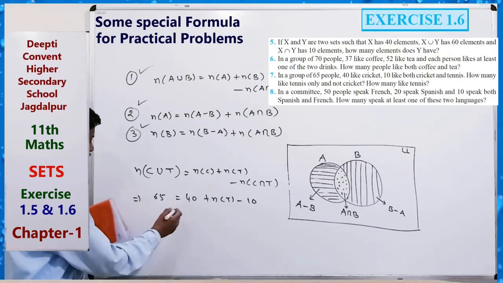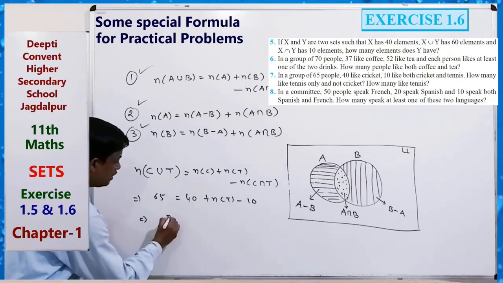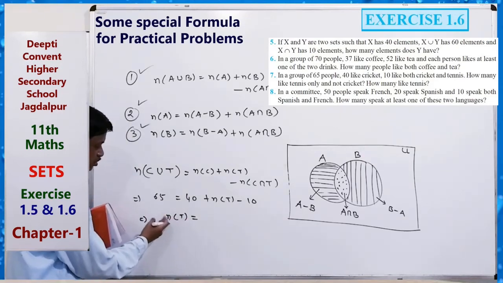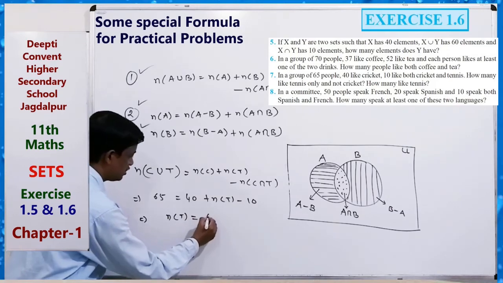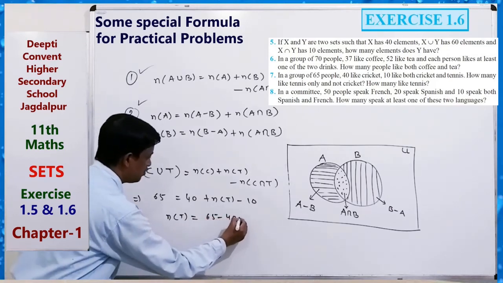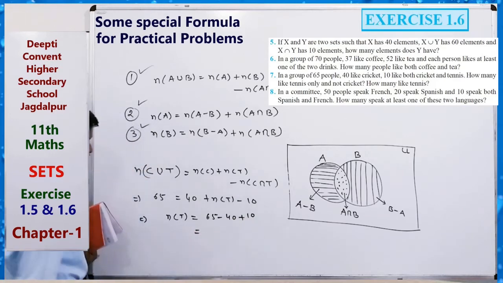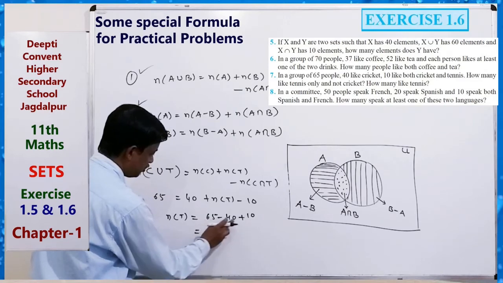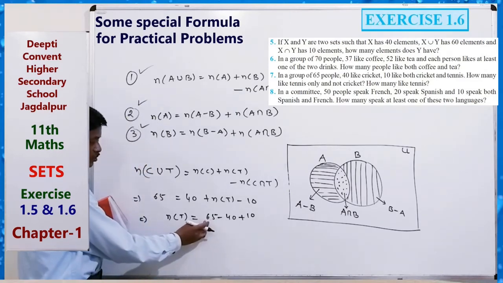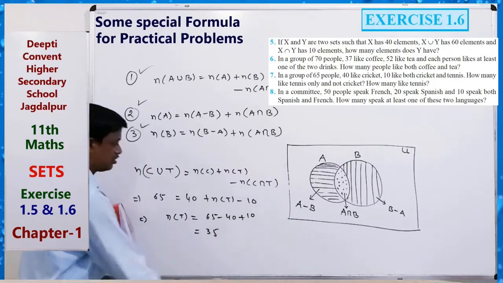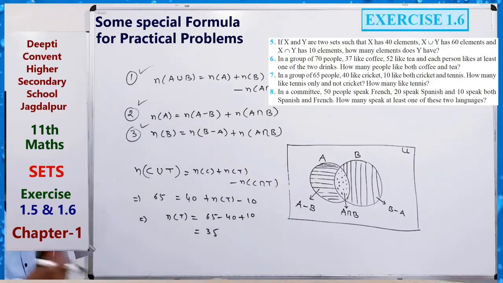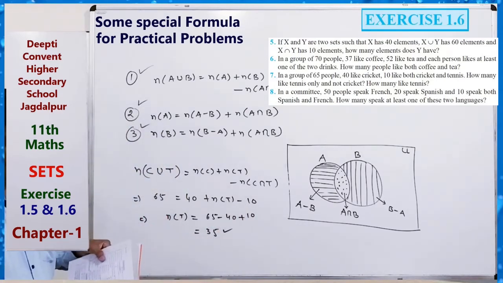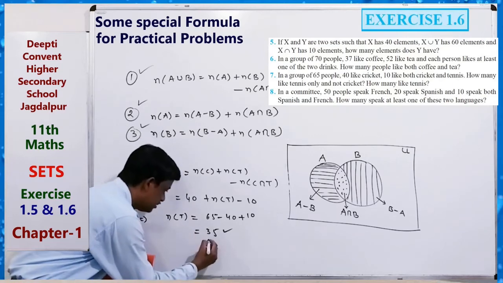So we can find N(T), the number of people who like tennis. This equals 65 minus 40 plus 10, which is 75 minus 40, which is 35. So N(T) equals 35, like tennis.